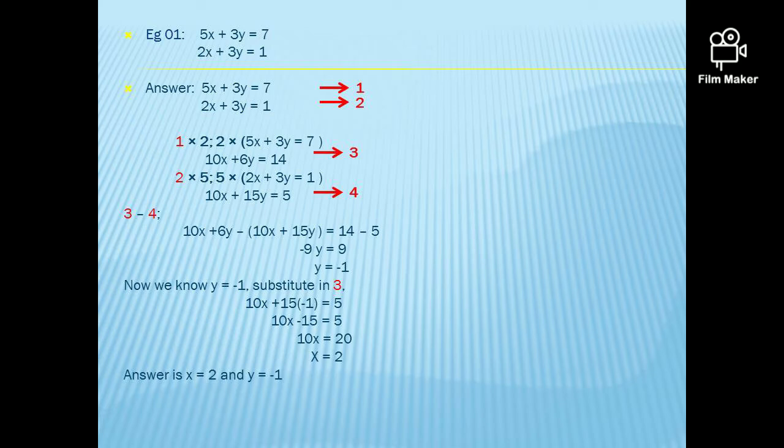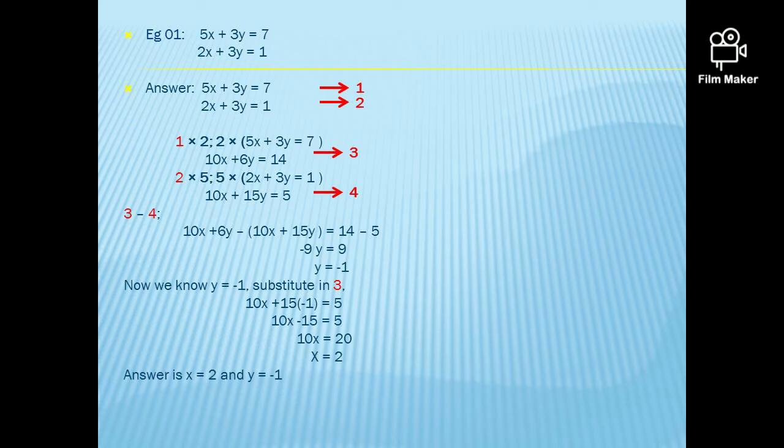Now I know the answer for y equals minus 1. Replace y equals minus 1 in any of the equations you like. It doesn't matter whether you substitute in the first, second, third or fourth. I just put it in the third equation. The third equation is 10x plus 6y equals 14. Then I am replacing y with minus 1 in the third equation.